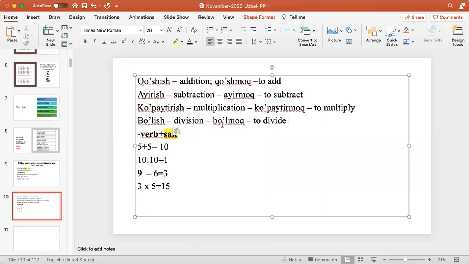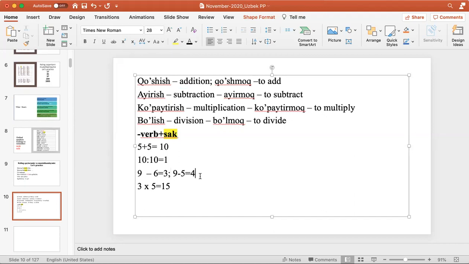Although you don't need to say or to use these words, because in Uzbek you could say beshke besh, it means plus, right? 5 plus 5, 10. Beshke besh, 10. Or you could say 5 ga 5 ni qo'shamiz. 10 bo'ladi. 10 ni 10 ga bo'lamiz. 1 bo'ladi. 9 dan 6 ni ayiramiz. For example, or you could say 9 minus 5. 9 dan 5 ni ayiramiz. Or here we say 9 dan 6 ni ayiramiz. 3 bo'ladi, right? Feel free just to put any numbers and just practice.